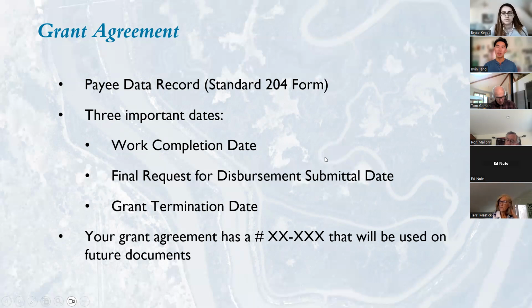Once we have the standard 204 form, and after you have worked with your project managers to establish the 3 dates, we will route the grant agreement to you on DocuSign, where you'll have time to go over it. And once that's finalized, a grant agreement number will be assigned, and that is the grant number for the funding that was approved at the board meeting.